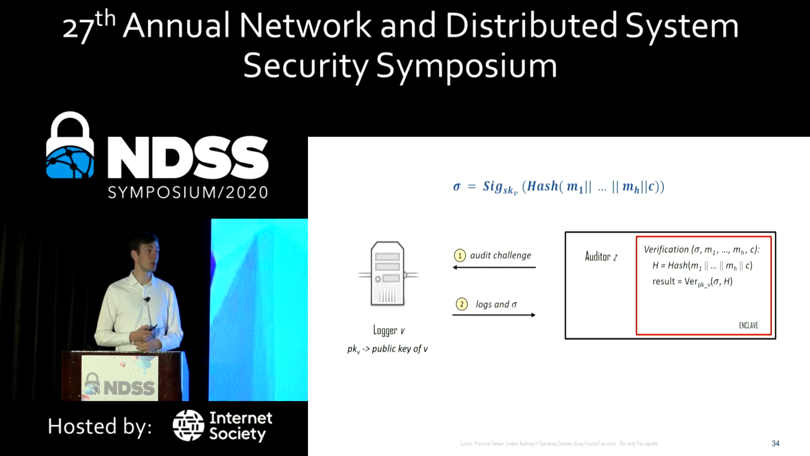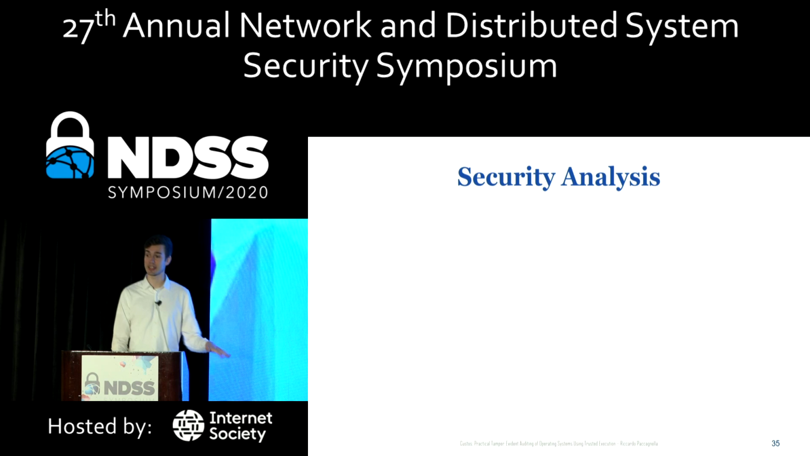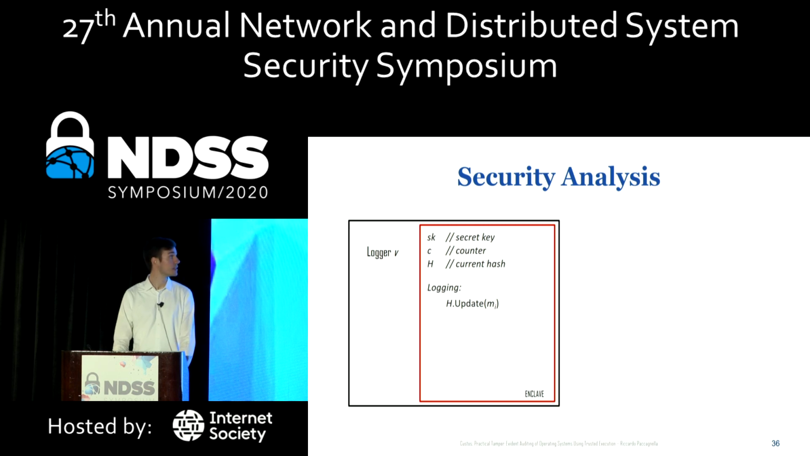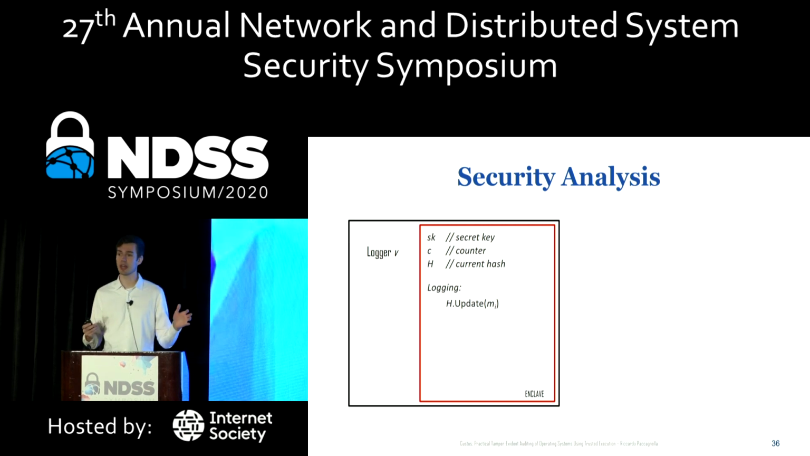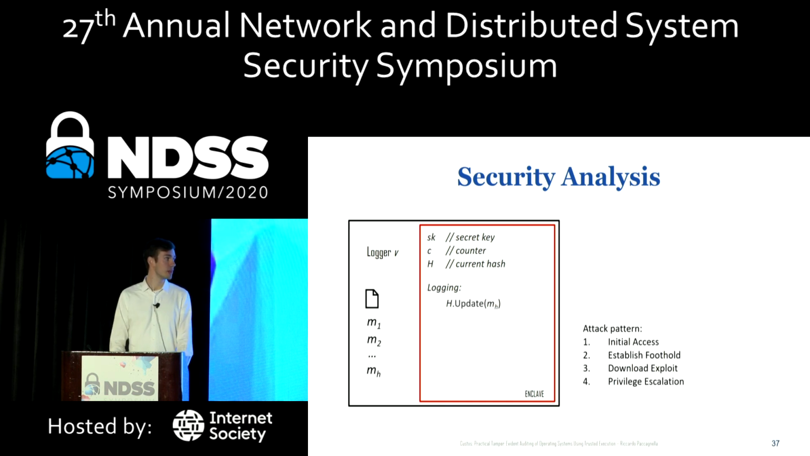Now, does this actually work in practice? Well, let me give you an example of a node that is compromised and then challenged by an auditor. So we have logger V, and this logger is, at some point in time, the target of an attack. And so during this attack, we have, as I said, some steps that the attacker has to do, where they will, first of all, gain initial access and all the way down to privilege escalation. During these 4 steps, some logs are recorded on the machine.